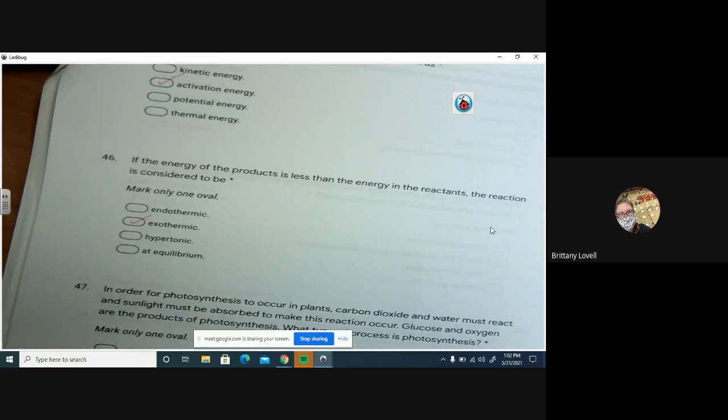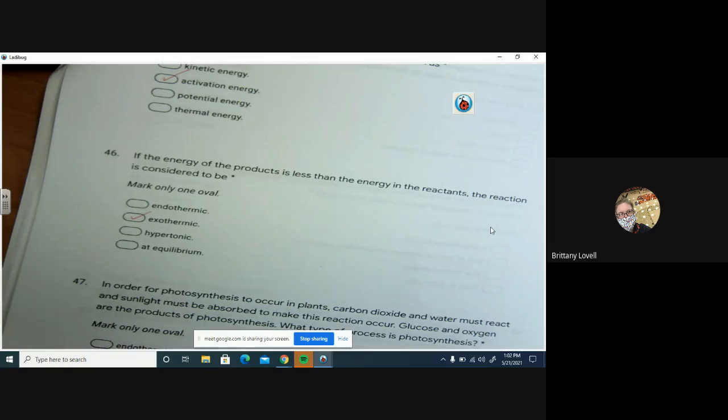45. Energy needed to start a reaction to activate it is known as activation energy. Okay. If the energy of the product is less than the energy in the reactants, the energy is considered what? If the energy of the products is less than the energy of the reactants, that means it lost energy. So if you're losing heat in a reaction, it's going to be exo. Heat is released. It goes out. So it should be letter B or the second choice. So 46 is exothermic.